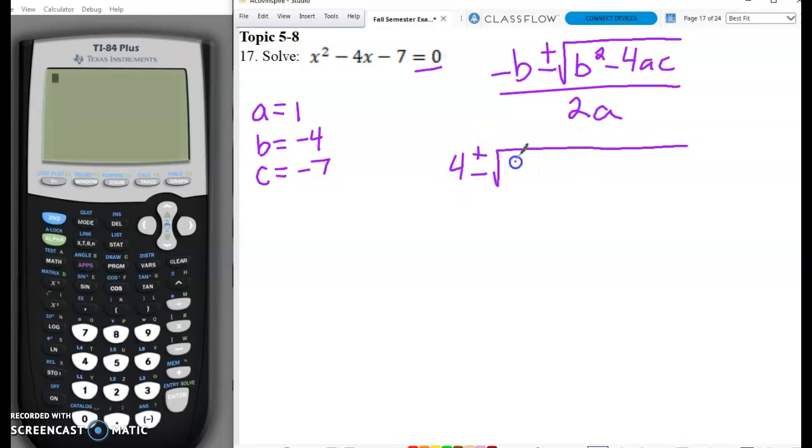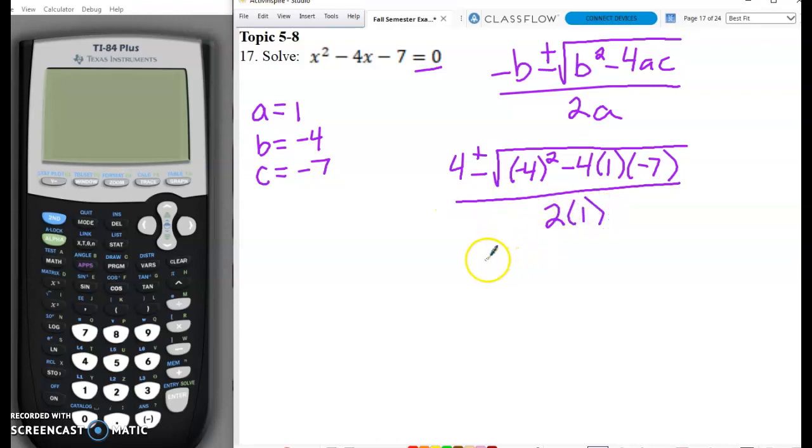4 plus or minus, that is going to be negative 4 squared. We need to make sure we put that in parentheses. Minus 4 times 1 times negative 7, and all of this is over 2 times 1. Now we need to simplify this.